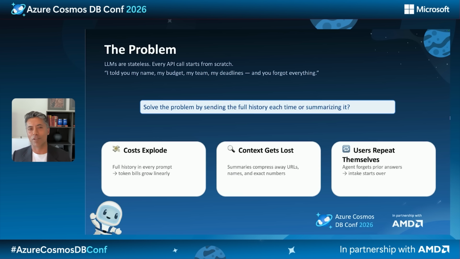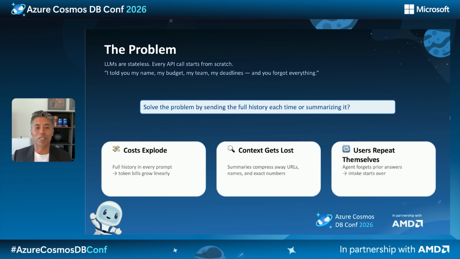You might have heard of the famous quote, "I told you my name, my budget, my team, my deadlines, and you forgot everything." And that is why memory happens to be the most important conversation in enterprise applications worldwide. So now that we know that LLMs have this problem, that they are stateless, and every API call starts from scratch, how do we solve this problem?